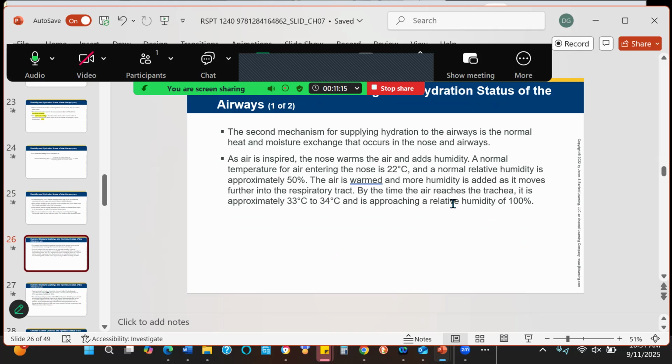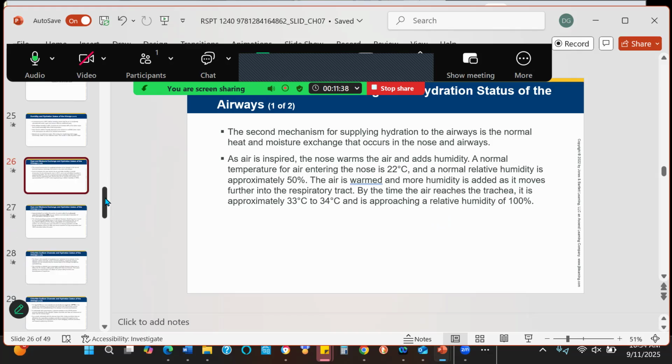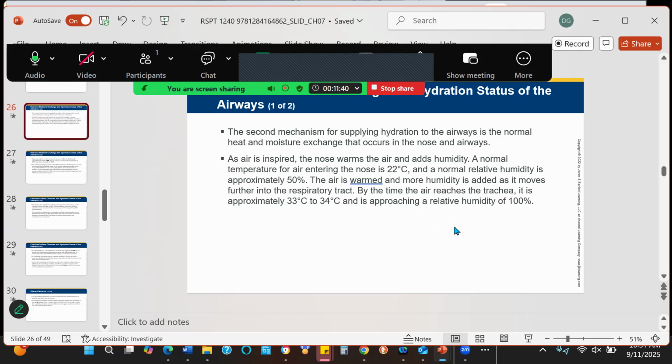Second mechanism for supplying hydration is the nose and airways. Your nose does a remarkable job of humidifying the air as it comes in. We can normally get up to about 50% with just the function of the nose. But sometimes the mucous membrane is being dried out as your nose is doing that. So let's help the nose. Let's make it easier for the nose by having 43% humidity in the air.